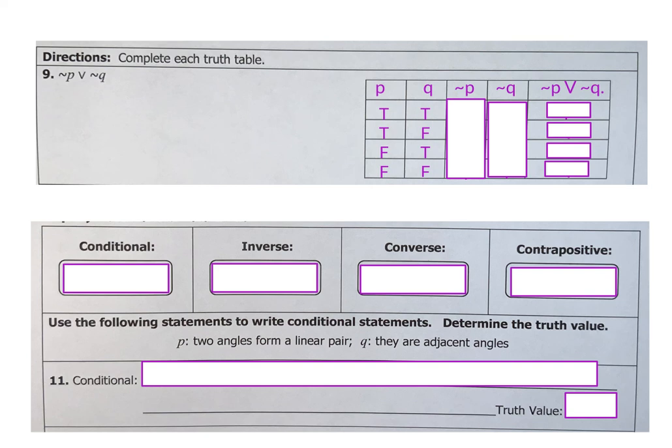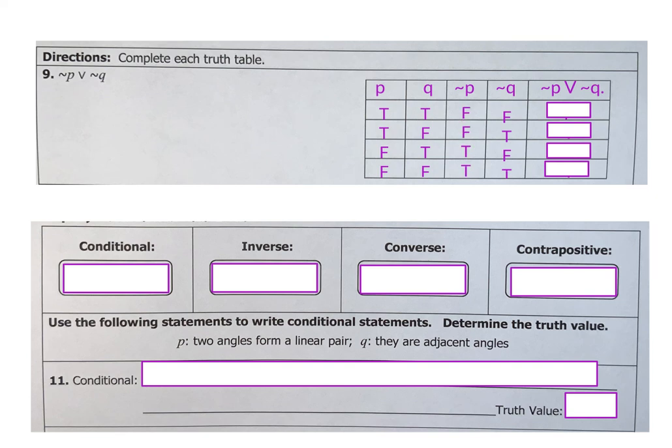So the first 2 columns are simple. What does that little symbol in front of the P and the Q mean? Not. So it's the opposite, right? So whatever was in the P column, you're going to do the opposite. So instead of true, true, false, false, it's false, false, true, true. All right? So that one's easy. Look at the next one, also easy. Whatever was in the Q column, you're going to do the negation of. So instead of true, false, true, false, you're going to say false, true, false, true. All right?